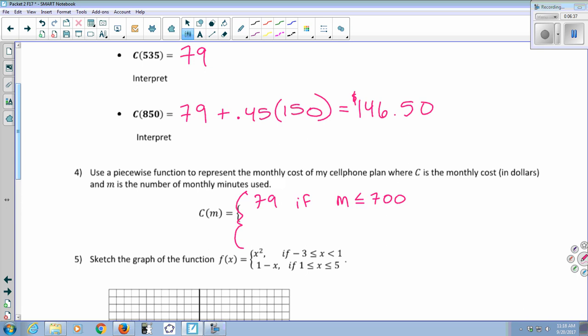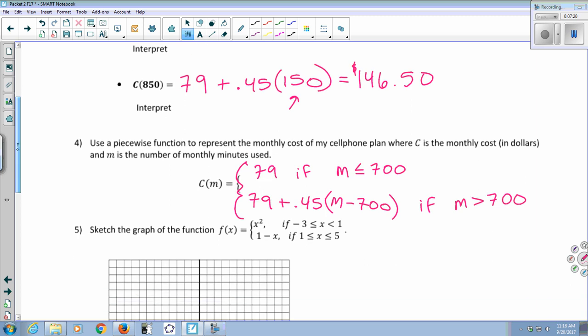Easy formula. Okay, but if m is greater than 700, we have to do this other formula like we did for the 850 minutes. So it's going to be 79 plus 45 cents for every minute you go over. So you have to calculate how many minutes you talked, which is m, and subtract the 700 minutes you already paid for, just like we did up here, right? We did 850 minus 700 there. And that formula we use if m is bigger than 700. So that's my piecewise formula for my cell phone plan.